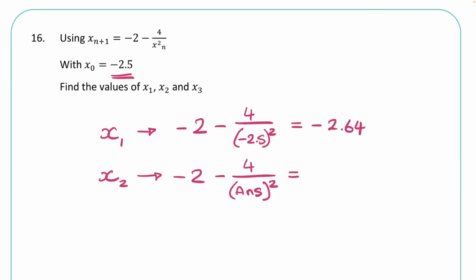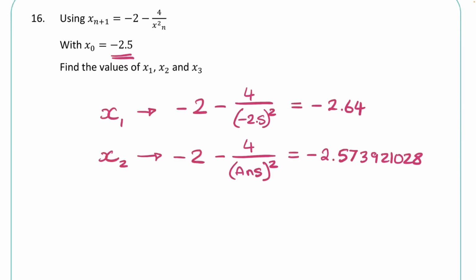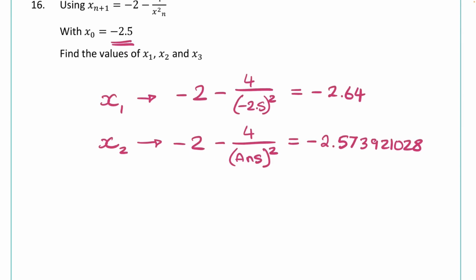I'm going to press equals again. This time I definitely get a number I don't want to type in, but I get minus 2.573921028. And actually on my calculator there's a big recurring version of that, but if you press the conversion button, there should be a time where it cuts off at around 7 or 8 decimal places. How many have we got here? 1, 2, 3, 4, 5, 9 decimal places there. So I'm going to use that version because not all calculators will give that recurring value, so it's fine to write that one down. I've got one more left to do, so x3.